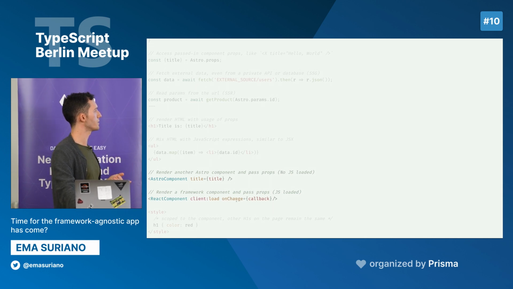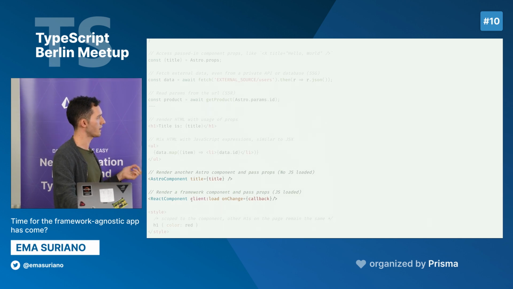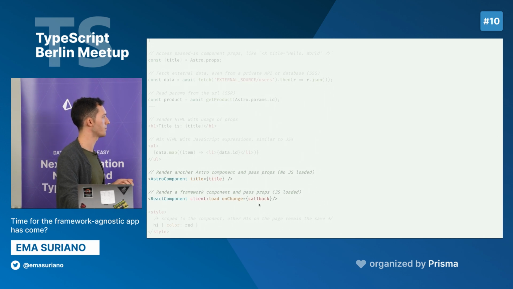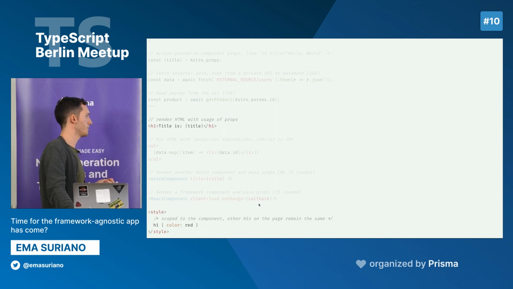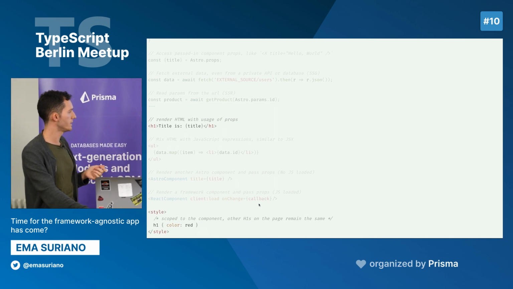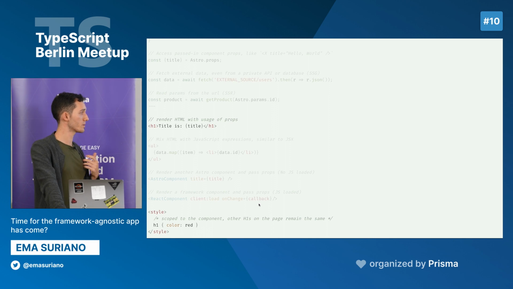And in case we want to render a framework like React, we need to specify the client directive. And then we can pass a callback for any prop that they are using. And lastly, we have the style tag. And this is something that I personally really like.